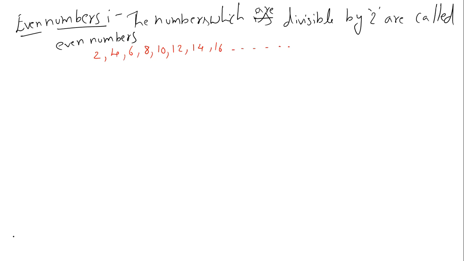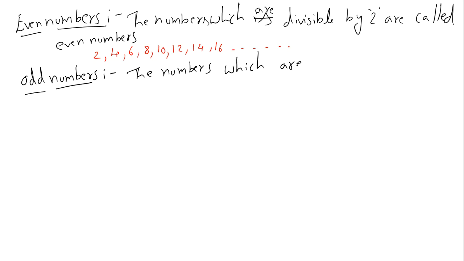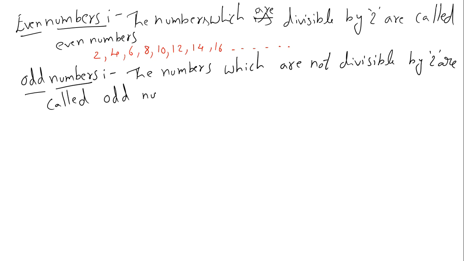Now let's look into what are odd numbers. The second type of number system in whole numbers is odd numbers. So what are odd numbers? It's very simple. The opposite of even numbers. The numbers which are not divisible by 2 are called odd numbers.